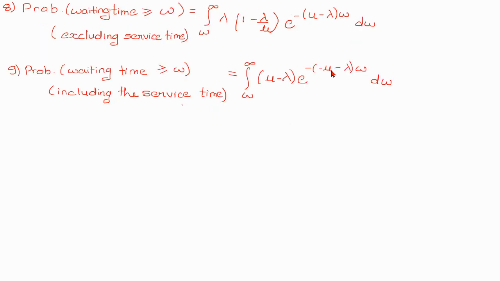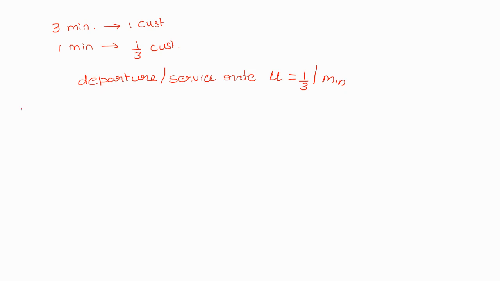So we need to calculate this. Let's look for formula number 8, that is, the probability that the waiting time is greater than or equal to 10, in this case excluding the service time. You know your lambda value, you know your mu value, so you just substitute in these formulas, integrate it, and you will get your answer. So I will solve this. The first one is the probability that the waiting time is greater than or equal to 10, excluding the service time. I hope the concept of why we exclude the service time is clear.